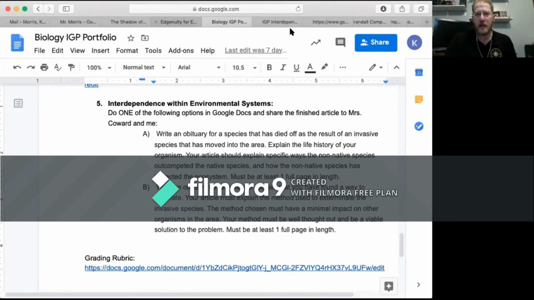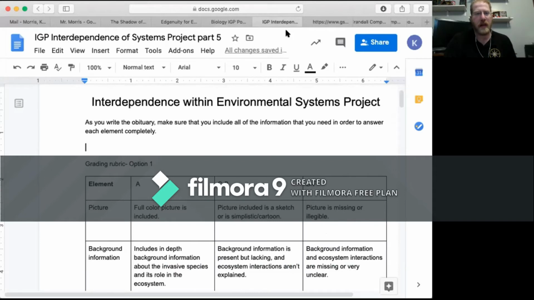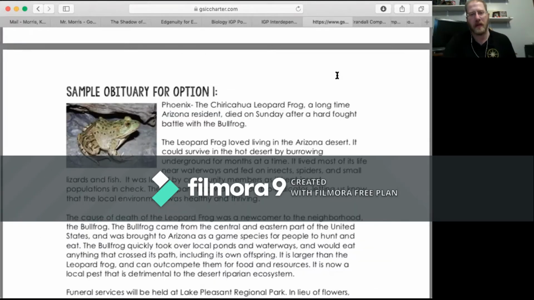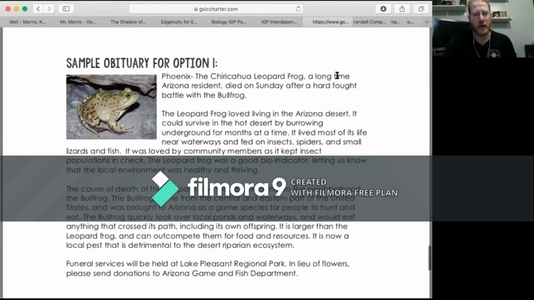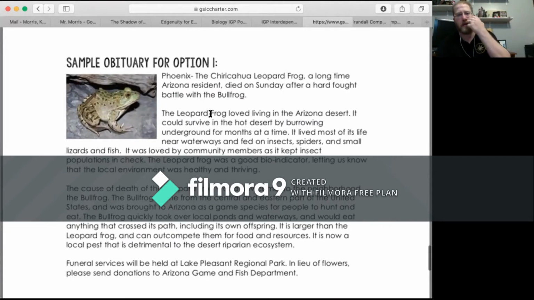And as an example for what this is in a smaller example, I want you to elaborate on this. But here's a sample obituary for one. This is a shortened one, obviously, just about double this in length. You notice it has a picture here of the species that it's talking about. This is where it is, Phoenix.